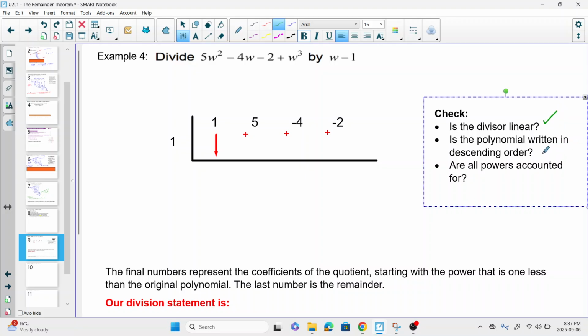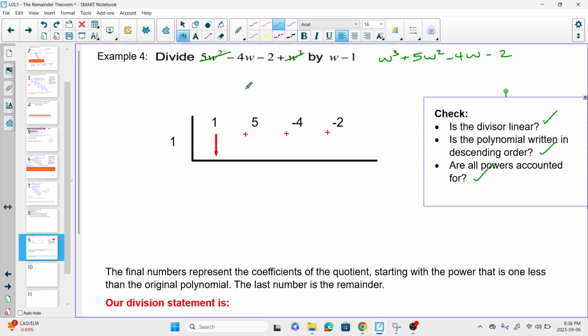Is the polynomial written in descending order? No, it's not. So we need to rewrite this as w cubed plus 5w squared minus 4w minus 2. Okay, now it's written in descending order, and are all powers accounted for? 3, 2, 1, 0. Okay, so we're ready to set up synthetic division.